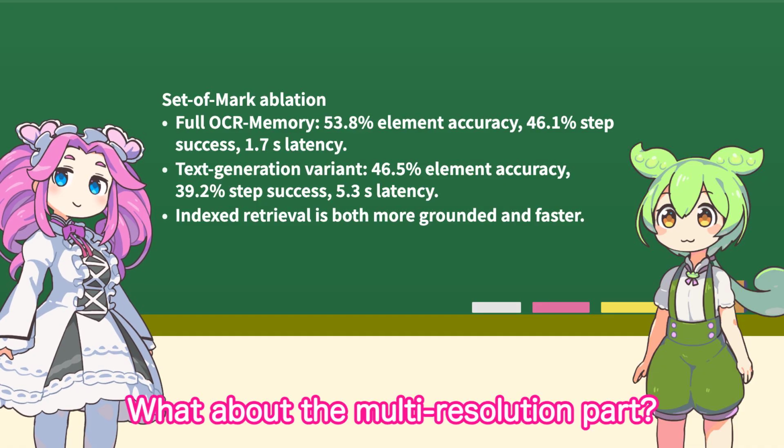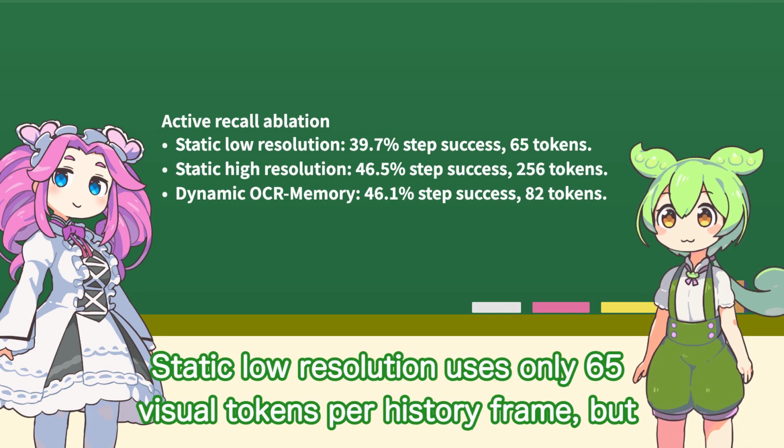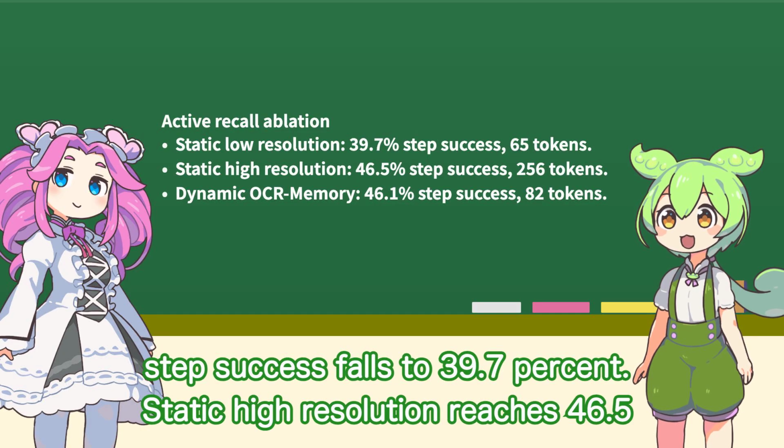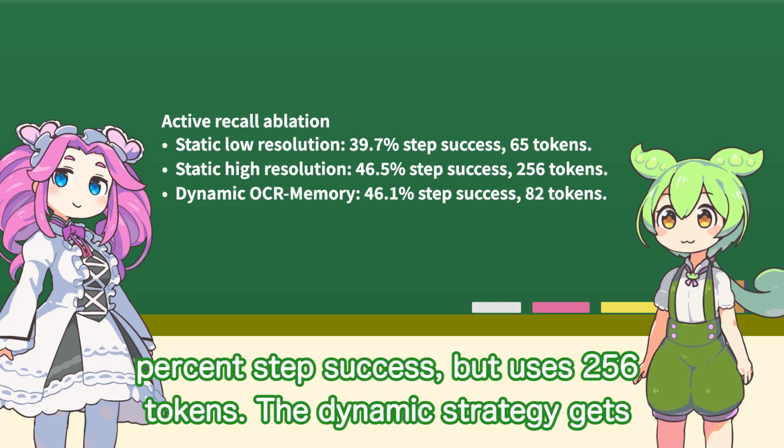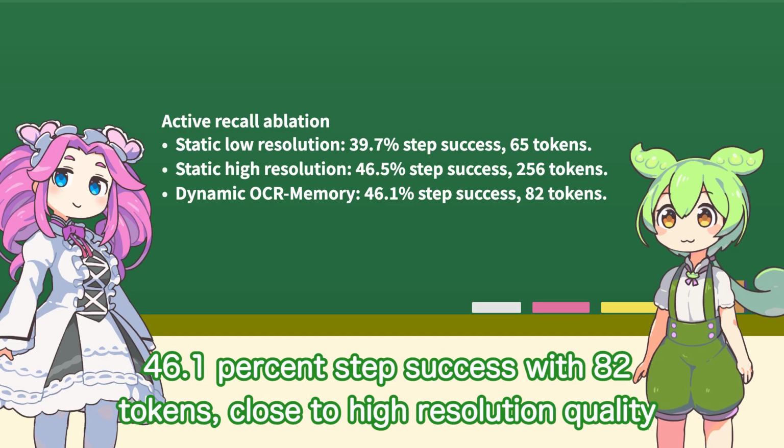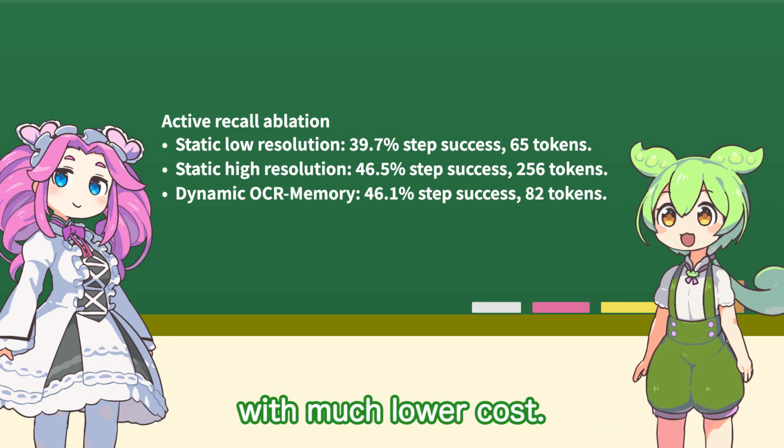What about the materialization part? Static low resolution uses only 65 visual tokens per history frame, but step success falls to 39.7%. Static high resolution reaches 46.5% step success, but uses 256 tokens. The dynamic strategy gets 46.1% step success with 82 tokens, close to high resolution quality with much lower cost.